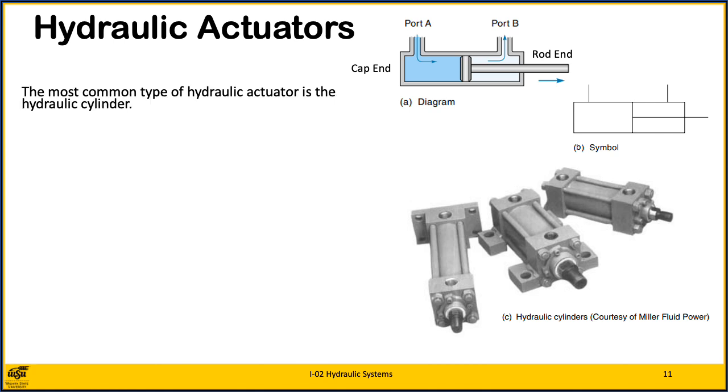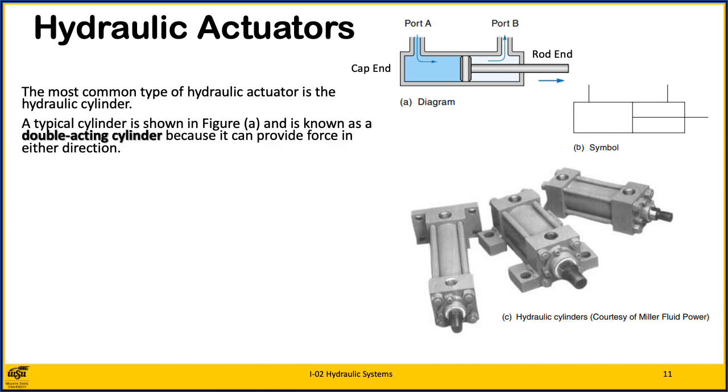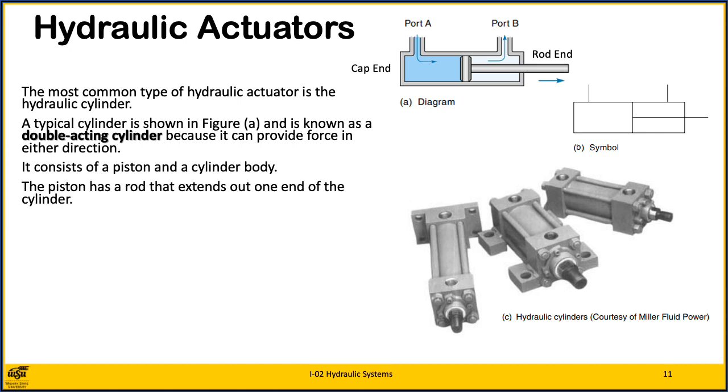The most common type of hydraulic actuator is the hydraulic cylinder. A typical cylinder is shown in Figure A and is known as a double-acting cylinder because it can provide force in either direction. It consists of a piston and a cylinder body. The piston has a rod that extends out one end of the cylinder. Fluid can enter and leave the cylinder on either side of the piston through ports.